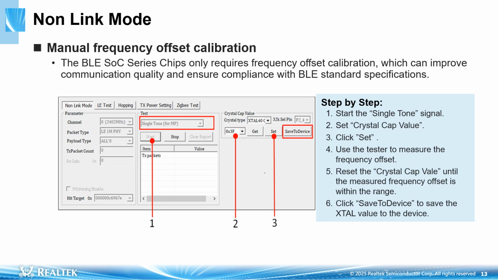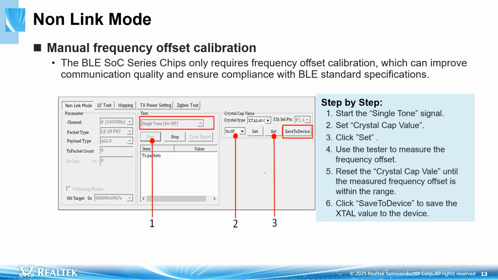Manual frequency offset calibration. The current BLE SoC series chips only require frequency offset calibration, which can improve communication quality and ensure compliance with BLE standard specifications. The calibration steps are as follows.